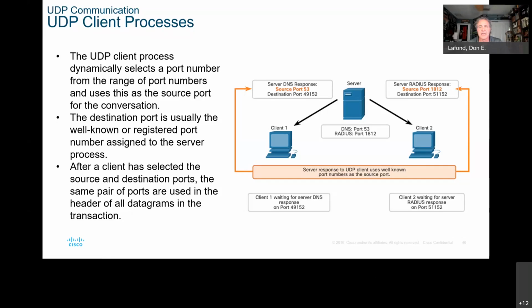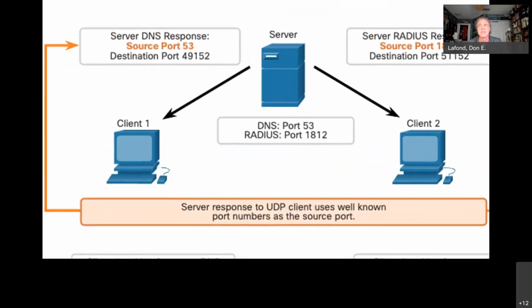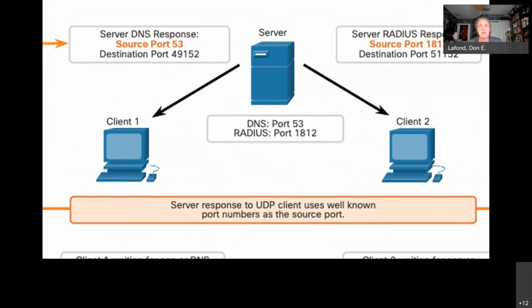So we have a situation where client one using UDP sends to port 53. That is the destination, port 53. And it uses a random port, 49152, as the source. That is received by the server. The server flips those two numbers and sends it back.